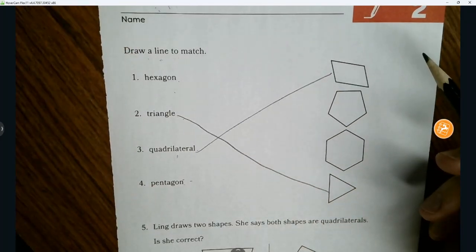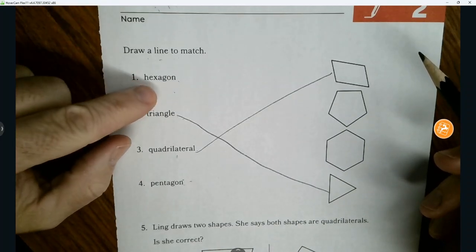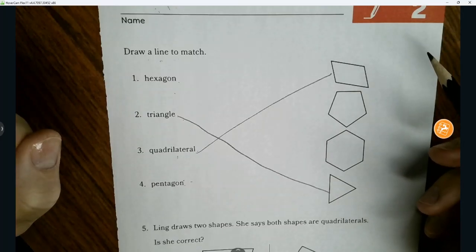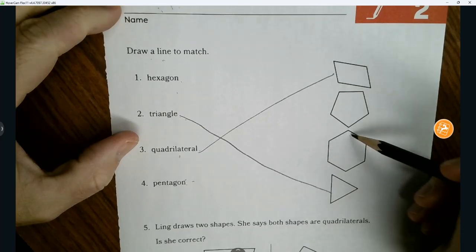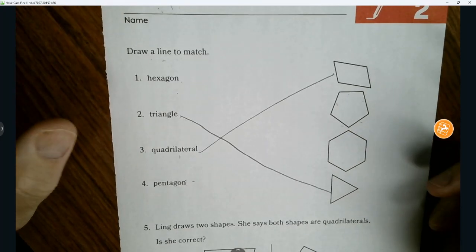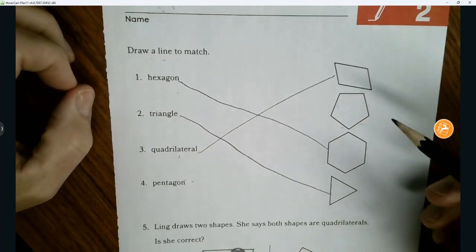All right, now we have hexagon and pentagon. Hex, that X makes me think of something. The hex makes me think of the word 6. So 1, 2, 3, 4, 5, 6. 1, 2, 3, 4, 5. That's how I remember hexagon because the X is like in 6.